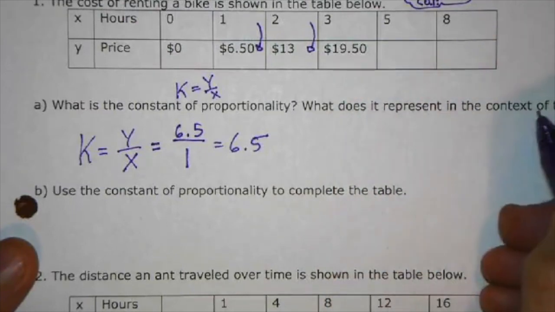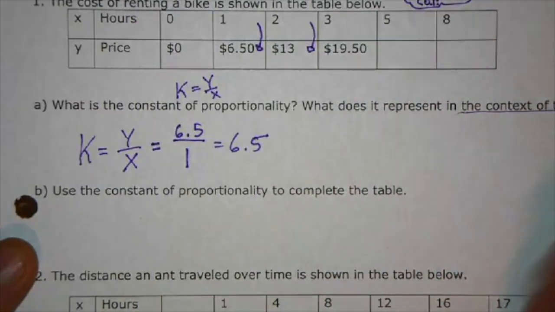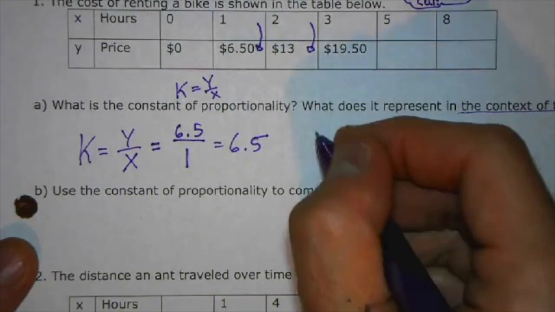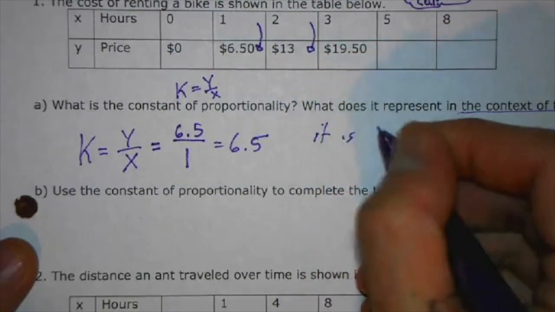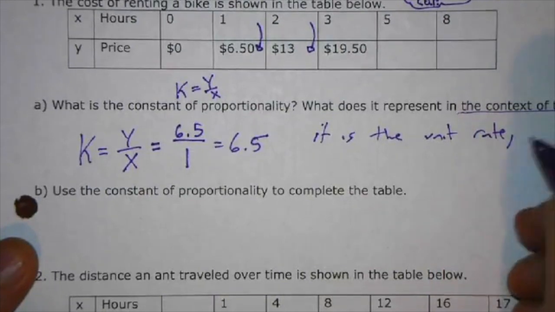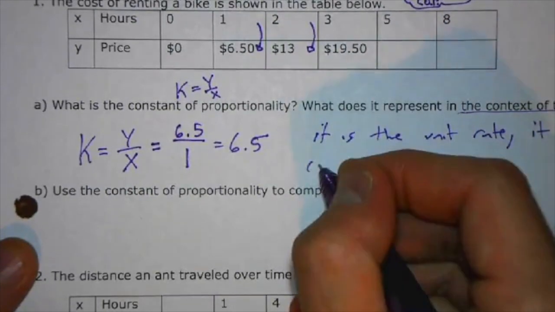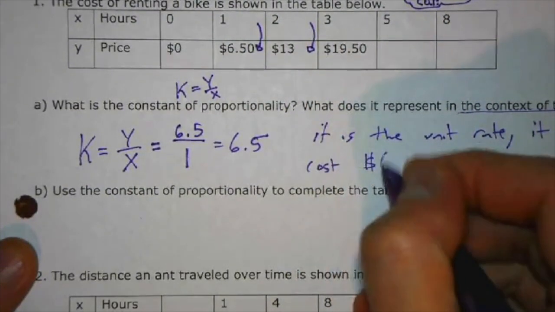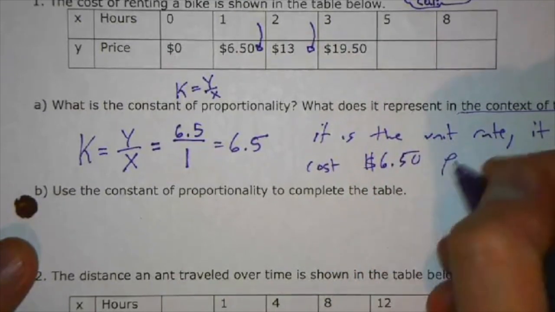This number, in the context of this problem, represents the unit rate. It's the unit rate. And let's say what that means. It costs $6.50 per hour.